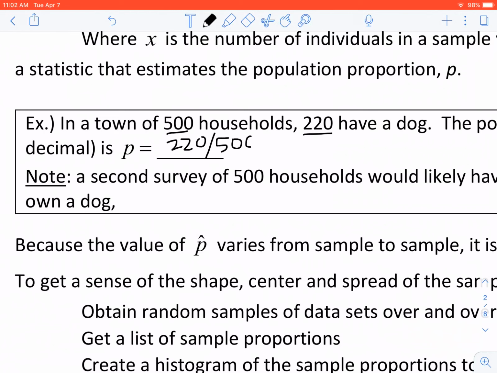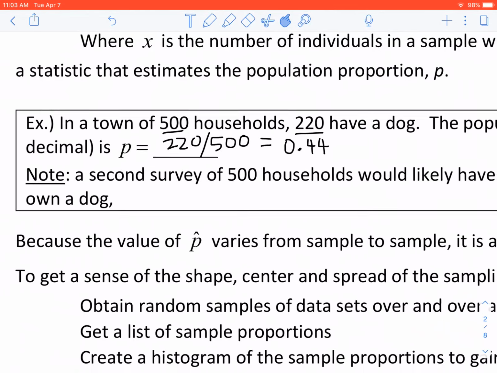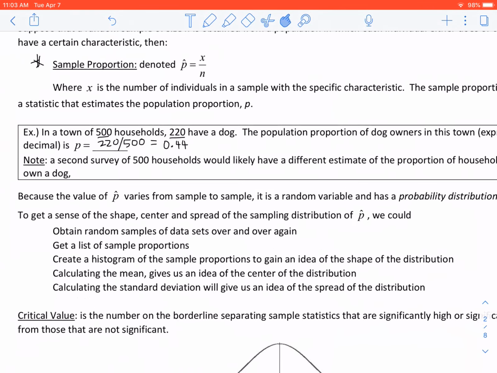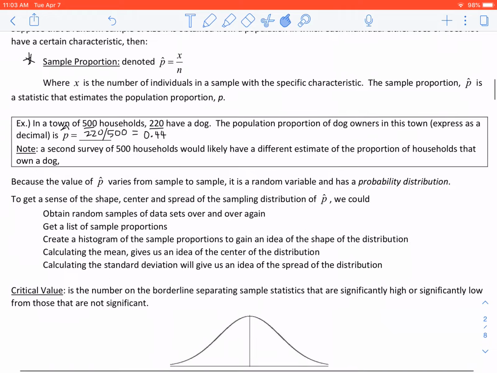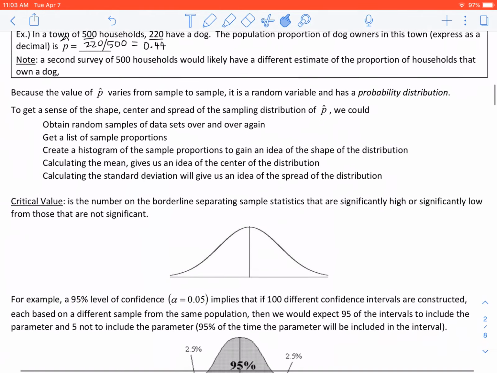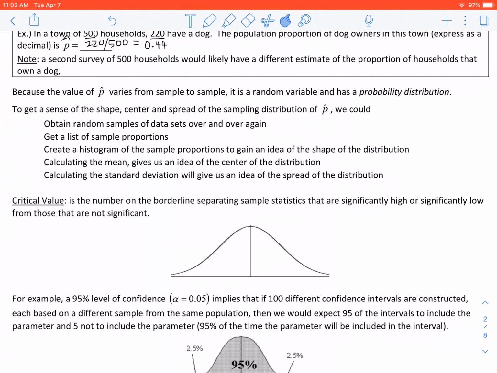And it does say to express it as a decimal, not as a fraction. So when you divide this out, we get 0.44. And it says a second survey of 500 households, especially if you went to a different area, would have a different proportion p. And really quick, that p should have a hat on it. So put a hat on that p. Because p hat varies from sample to sample, it's a random variable and has a probability distribution.